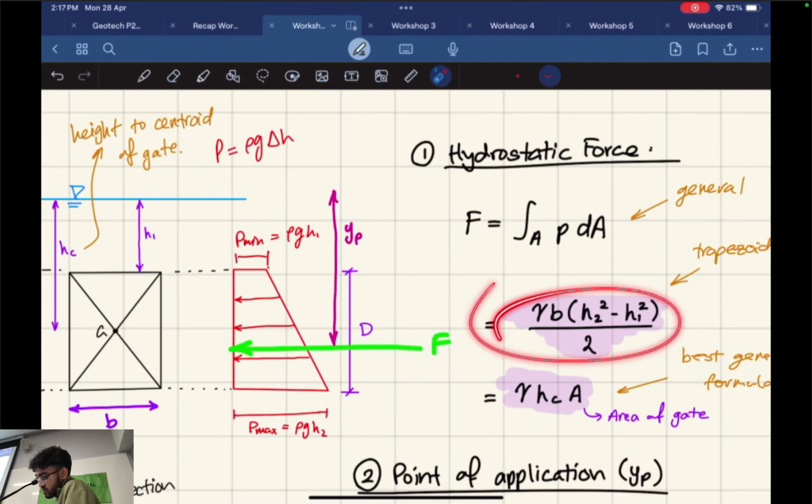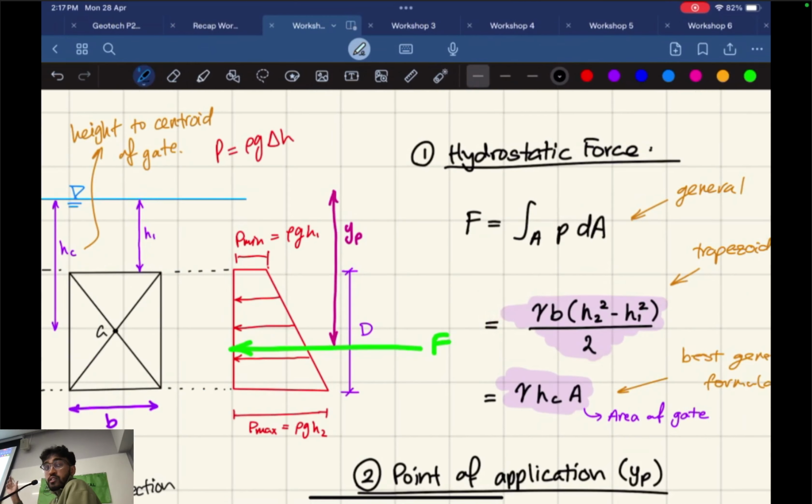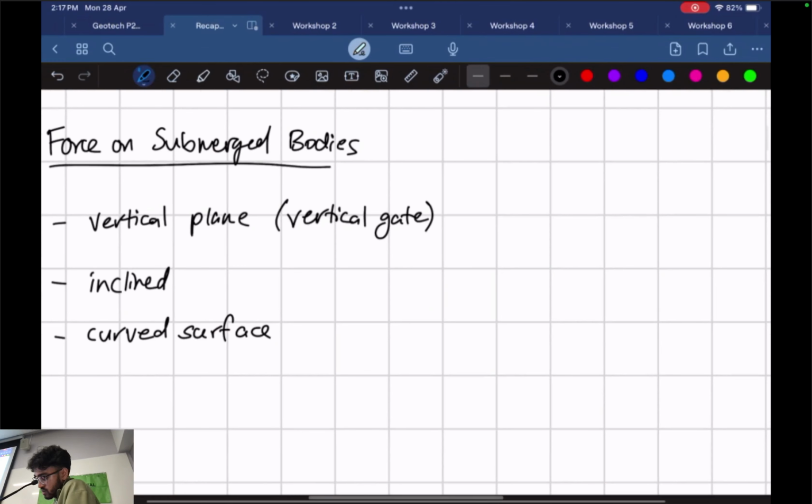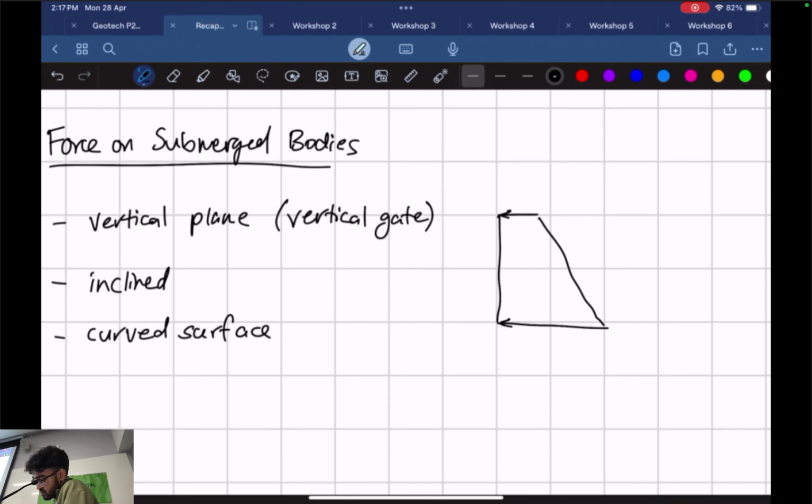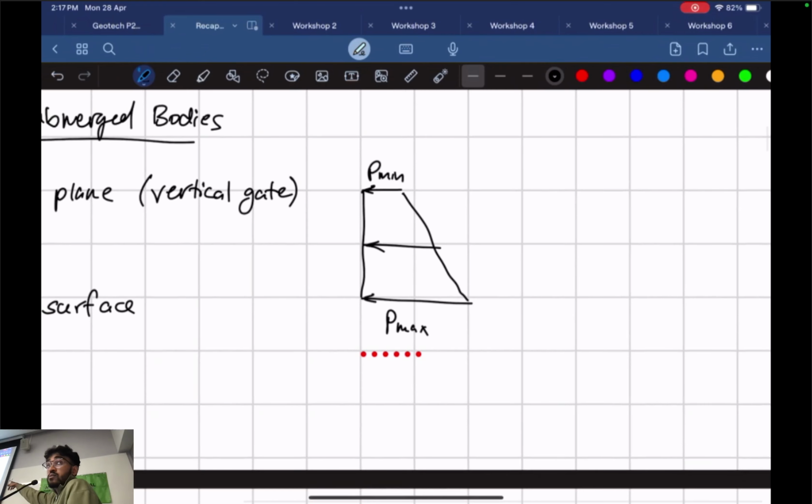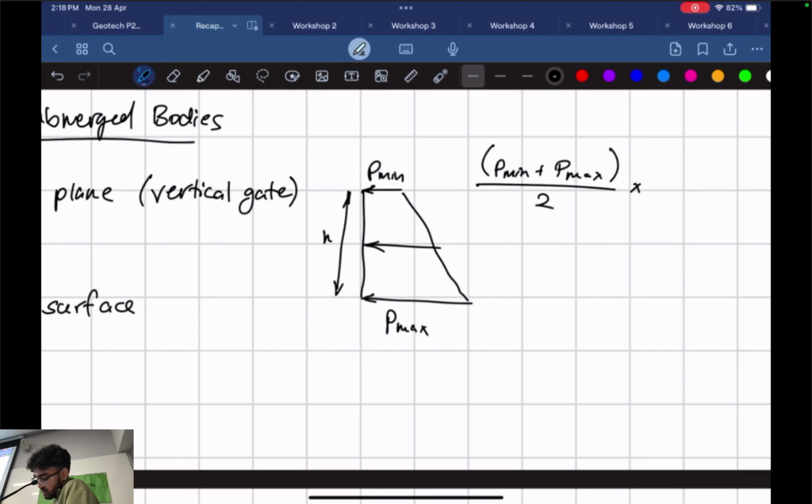Yeah, and that's when you can use your trapezium formula, or another way you can actually express it. So if you have something like this, alright, where this is P min, this is P max, so maximum pressure and minimum pressure acting on the gate. You can take the area of the pressure distribution, right? So just the area of the trapezoid, which is going to be, what's it going to be? P min plus P max divided by 2 times, but this is h. I'll call it delta h.